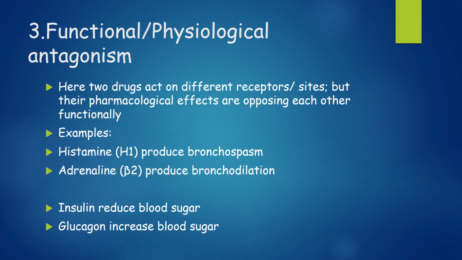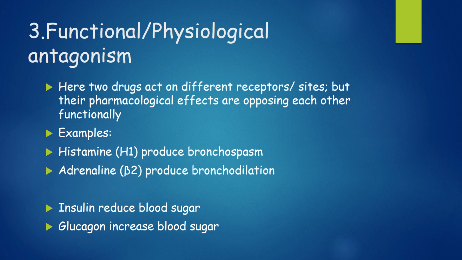Third one is physiological antagonism, also known as functional antagonism. Here two drugs act on different receptors or different sites, but their pharmacological effects oppose each other functionally. Okay, so take two drugs, A and B. A has some effect on one receptor or site. B is acting on a different receptor and different site, but their actions are opposing. Okay, that is known as physiological or functional antagonism. For example, histamine. Histamine acts on H1 receptors and produces bronchospasm.